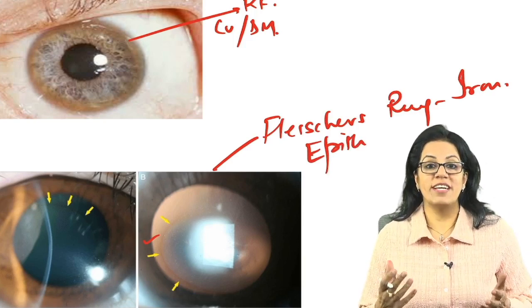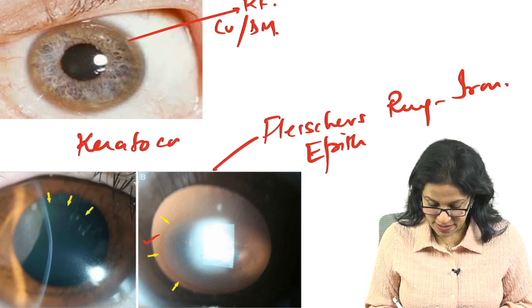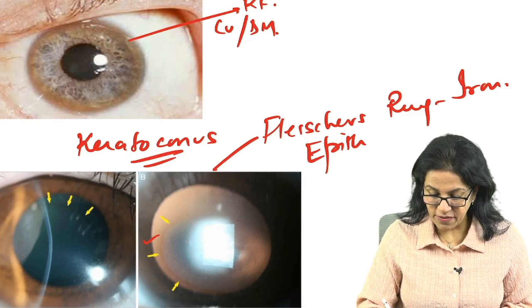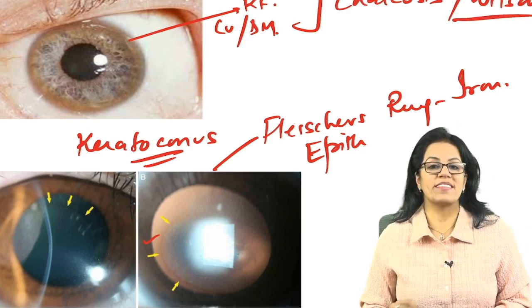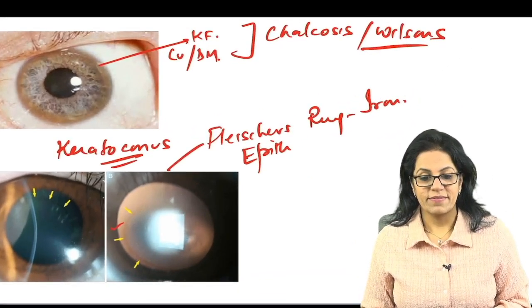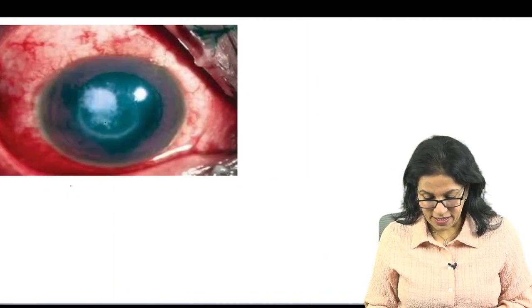So which condition? Keratoconus, right? Keratoconus. When you talk about the KF ring, we talk about chalcosis and Wilson's disease. So we'll not forget these. These are very, very important questions for the exam. Okay? Another ring.